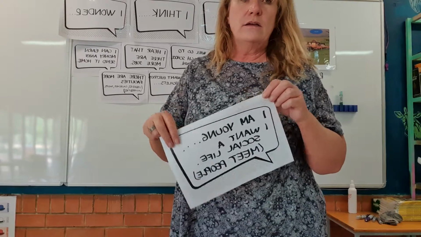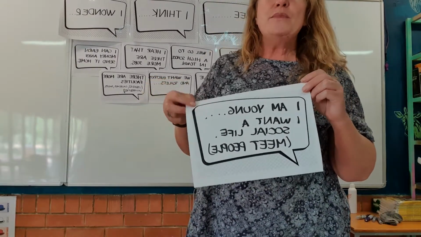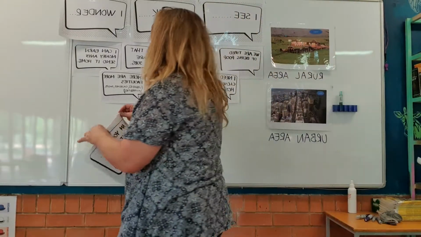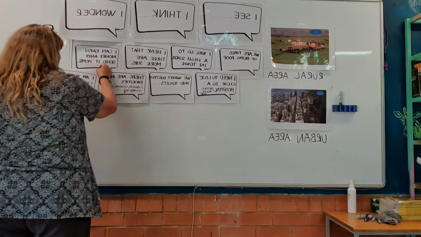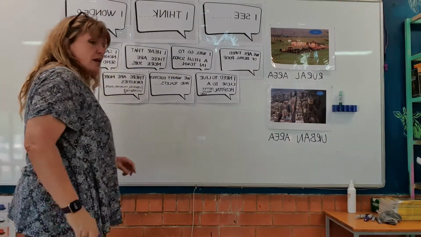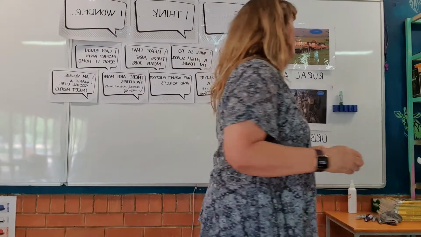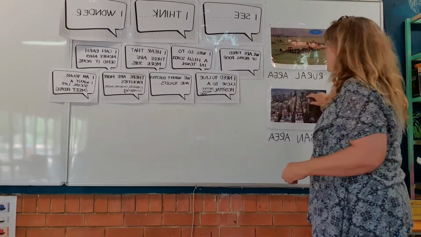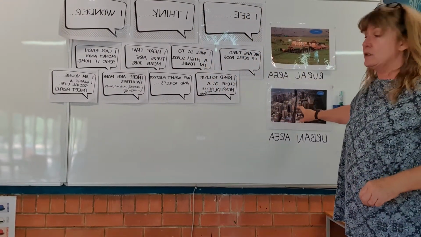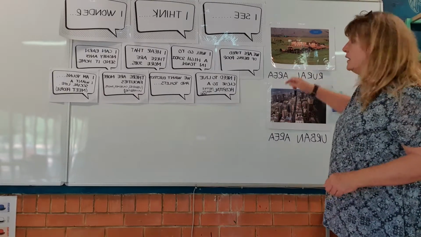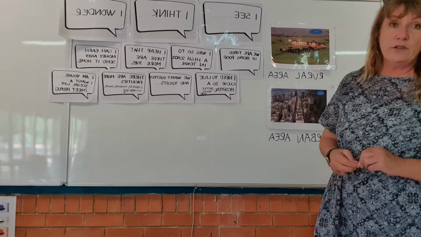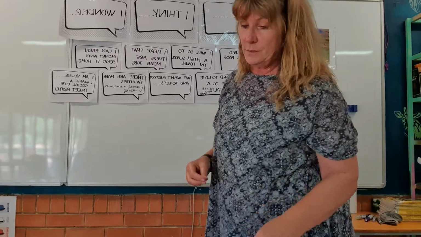Another thing. Okay. I'm young. If you're young, what's important? Your friends. You want to have your friends around. If you live in an urban area, you'll have a lot more people that you can meet, you can see. If you live in a rural area, there are fewer people that you can meet and that you can see.